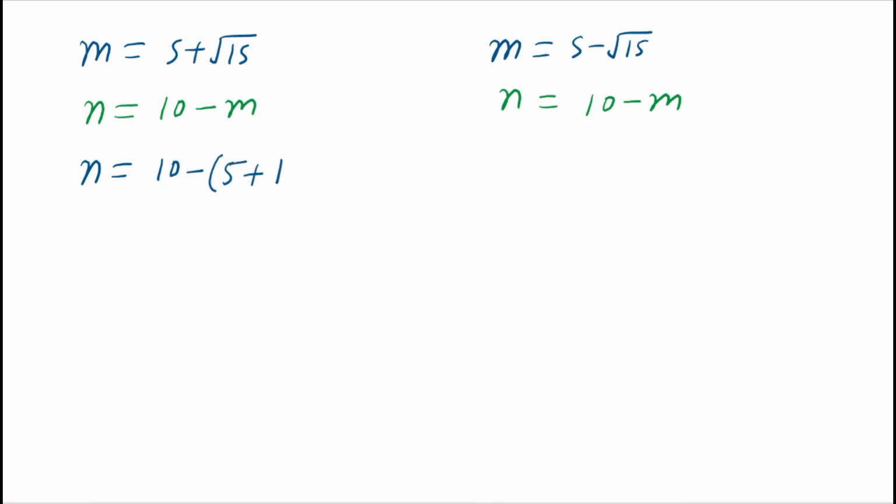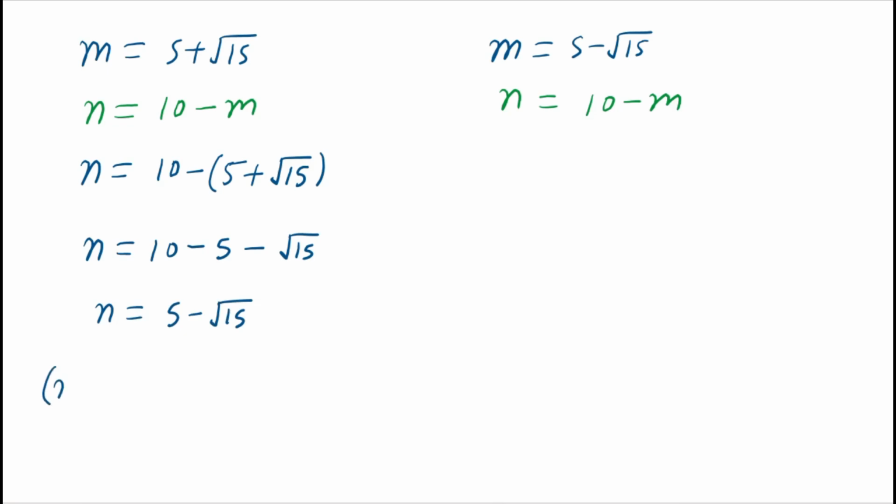5 plus square root of 15. Now n is equals to 10 minus m, where the minus is multiplied by everything inside the bracket: minus 5 minus square root of 15. So n is equals to 10 minus 5, which is 5 minus square root of 15. So here our first solution m comma n: if the value of m is 5 plus square root of 15, then the value of n is 5 minus square root of 15.